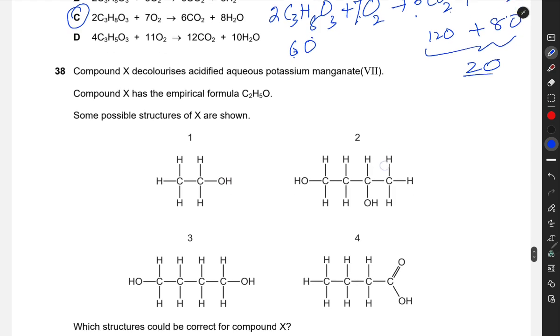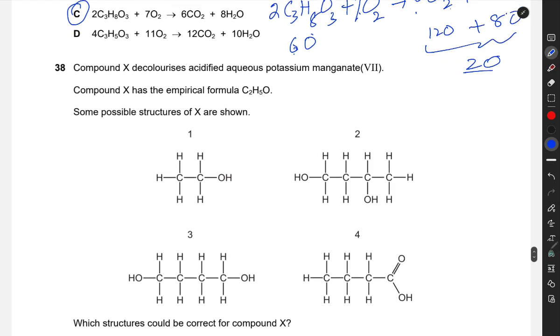Compound X decolorizes acidified aqueous potassium manganate. Compound X has the empirical formula C2H5O.